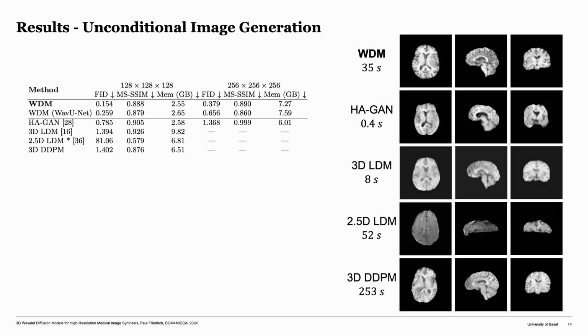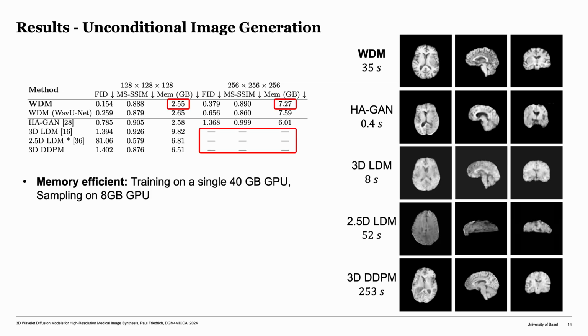Let's quickly have a look into some quantitative results. We find that our method is especially memory efficient. Training was possible on a single 40 GB GPU, while sampling on the higher resolution required less than 8 GB of GPU memory. While our method provides the smallest memory footprint of all compared methods on the lower resolution, it is the only diffusion-based method that we could train on the higher resolution.